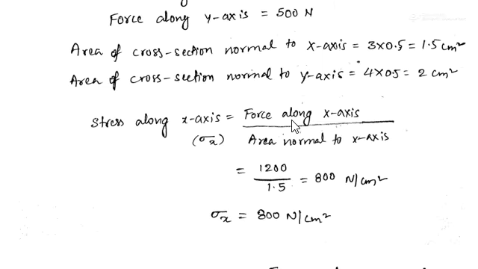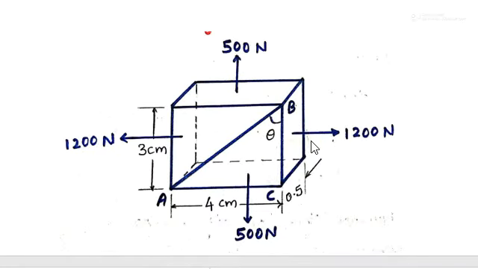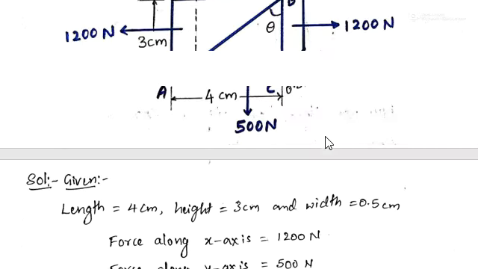So for that we know stress is load or force by area. So area means we have to take the normal area which is perpendicular or normal to the force direction. So this is sigma x, x direction, and this is sigma y we will get. So this normal area we have to take, and this area we have to take. That is nothing but 3 into 0.5 for x direction, and 4 into 0.5 for y direction. This is 0.5 centimeters, and this is also 0.5 centimeters. So for that here we are finding out area of cross section normal to x axis.